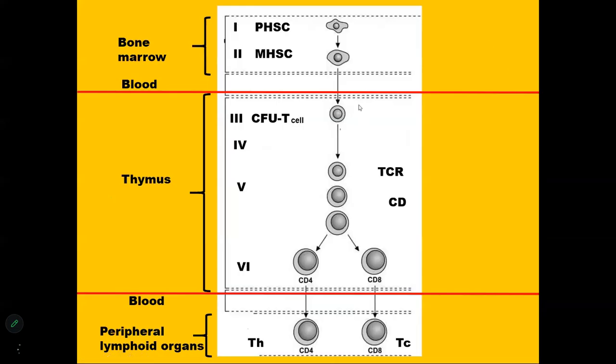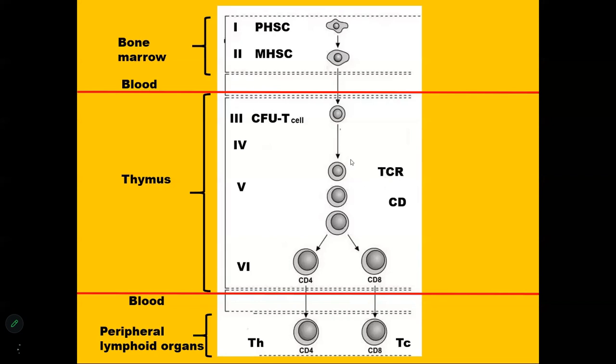This picture illustrates all the process of lymphopoiesis situated either in bone marrow or in thymus. First of all, in bone marrow, this is class number 1, class number 2. In thymus, class number 3, or colony-forming unit for T lymphopoiesis, migrate in thymus, and after this, in thymus, the differentiation of T cell and selection of T cells occurs.